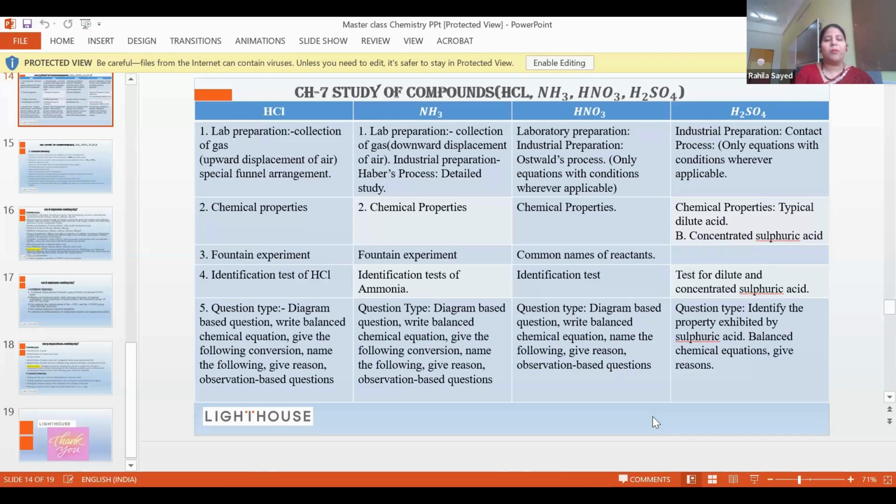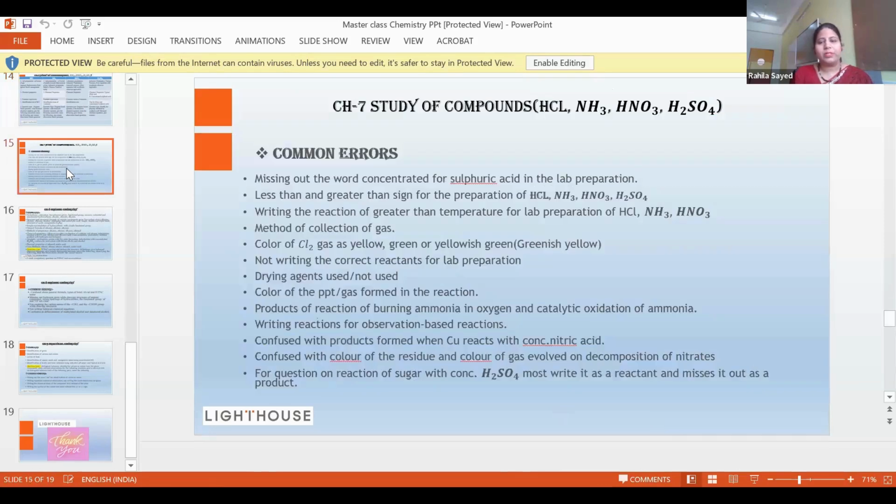Children, I would like to go to the common errors. Ma'am, common errors.